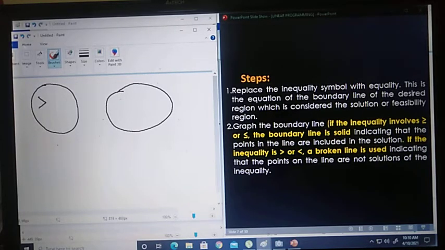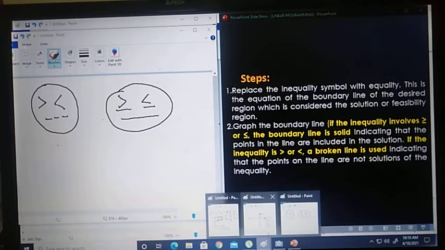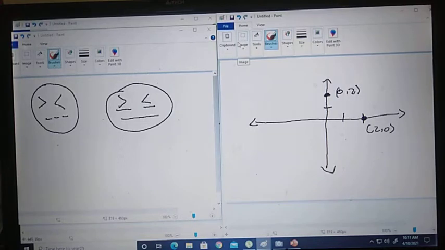Okay, yan yung mukha. Pagpasensyahan niyo na yung pag-drawing ko, ha? Sabi dito, if the inequality used is greater than and less than lang, ang pag-graph mo dito is broken line. Pero pag greater than or equal to or less than or equal to, ang pag-line mo is solid. Solid siya, hindi siya broken.